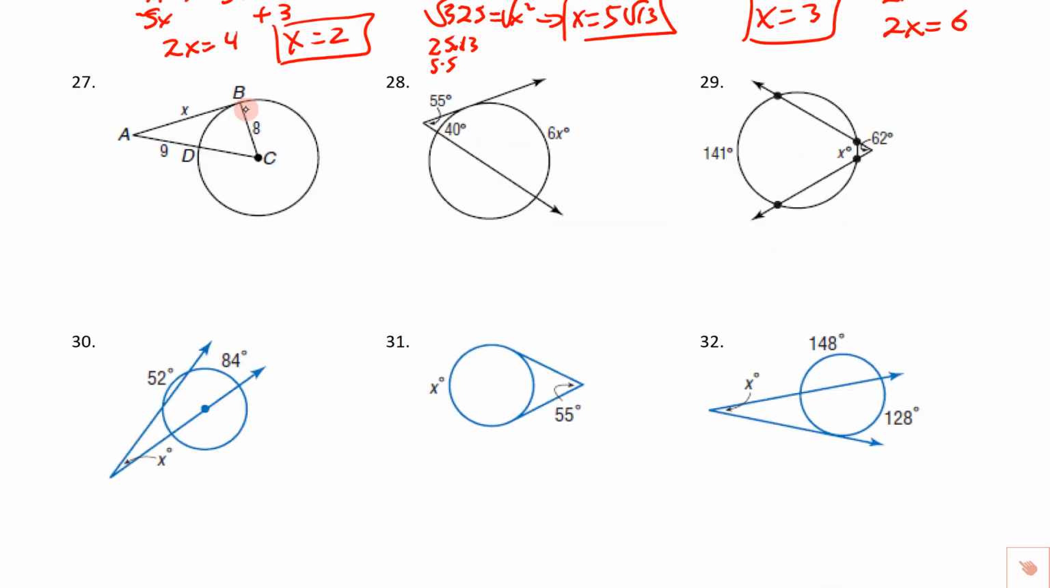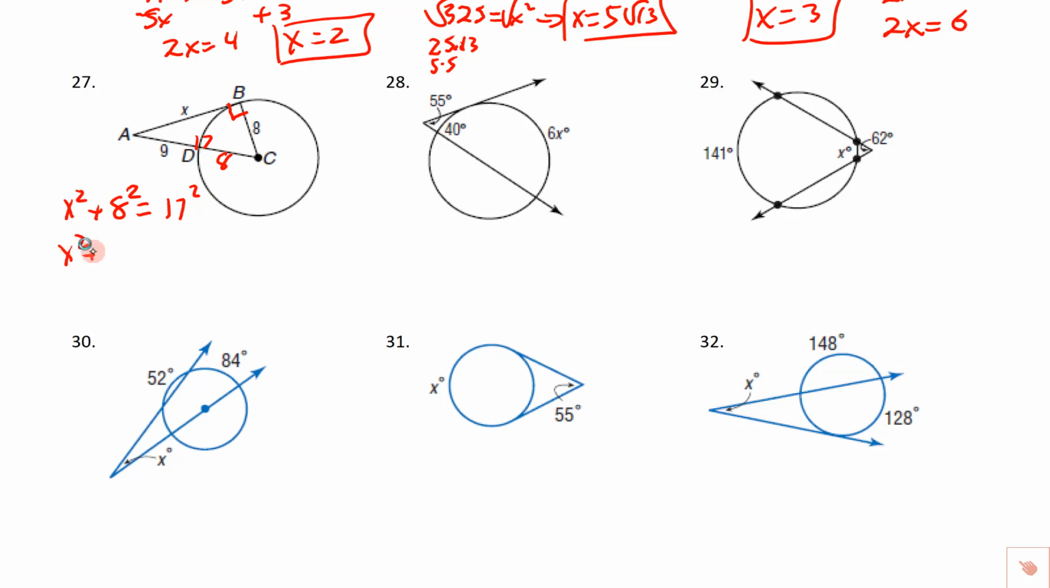And so you can see these are not too bad as long as you pay attention to what's going on. We've got a right triangle right here, so I can use the Pythagorean theorem. So I'm going to do legs squared, so that's going to be x squared, plus the other leg squared, which is 8 squared, equals the hypotenuse. But the hypotenuse doesn't just go from here to here, it goes all the way from A to C, and this is a radius. So this is going to be 17 altogether, so that's going to be 17 squared.